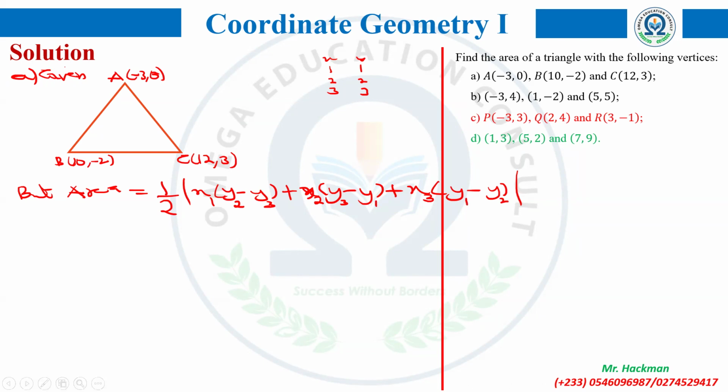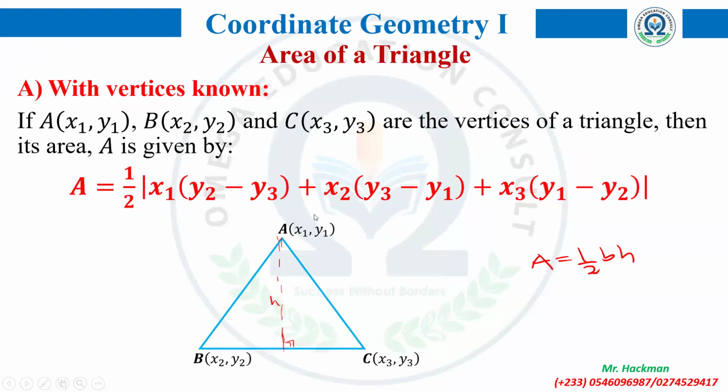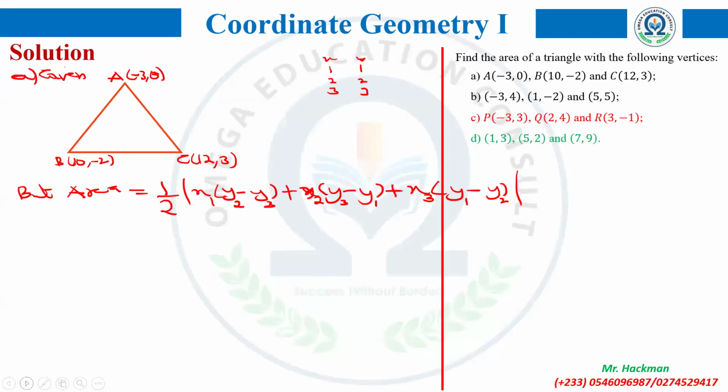So let's go back to the formula and see that this is what you notice: 1, 2, 3; 2, 3, 1; 3, 1, 2. You get it? That's how easily I am able to recall. If that is useful, you adapt. So now at this point, this becomes x sub 1, y sub 1, x sub 2, y sub 2, x sub 3, y sub 3. So just go and substitute.